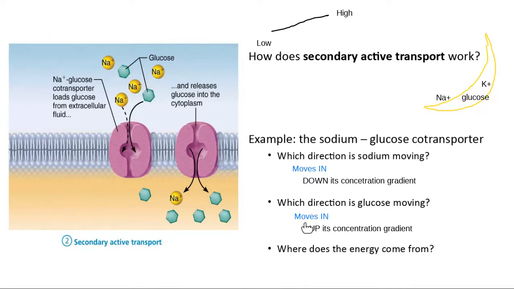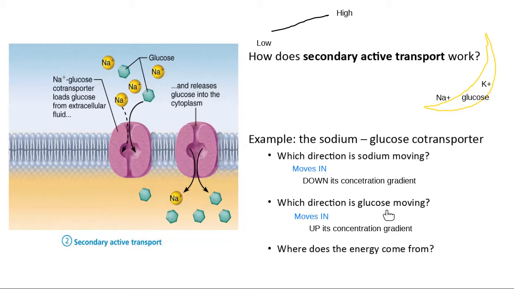The energy to pull glucose inside comes from right here. It comes from the fact that sodium is going down its concentration gradient. When sodium goes from high to low, that releases some energy. It was high up here, it's low down here. Think about a rock rolling down a hill. No energy required. And when that rock gets to the bottom of the hill, it's still rolling. It's still got some energy.